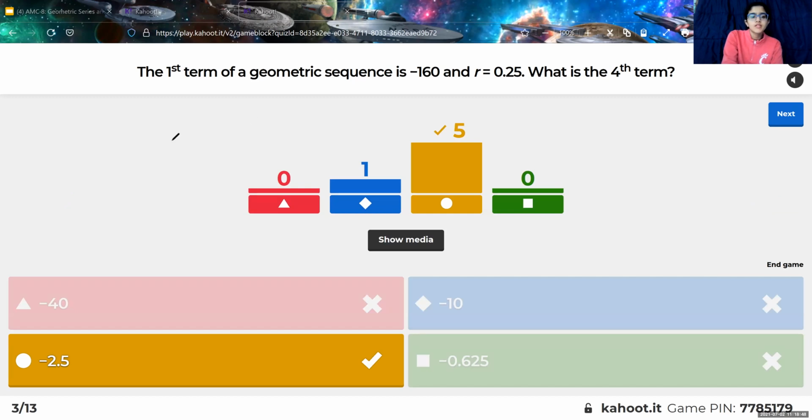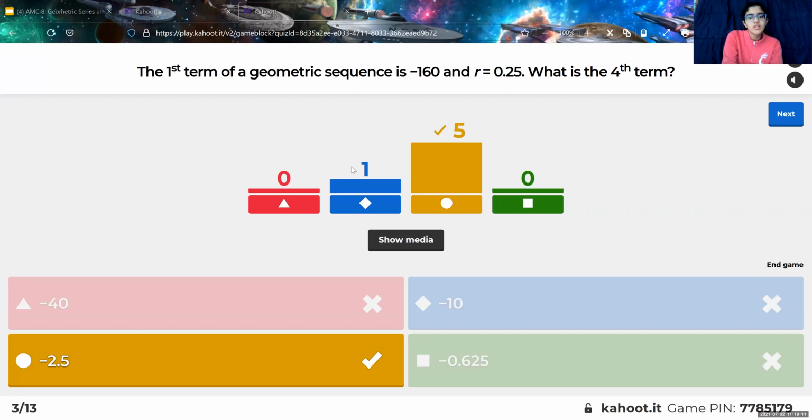Okay, so we would take the first term, right? So we'd find it to be -160. Now to find the fourth term, we take the common ratio, so that's 1/4 to the power of n minus 1, and that would be 3, right? So that would be 1/64, right? So that would be -5/2, which simplifies to -2.5.